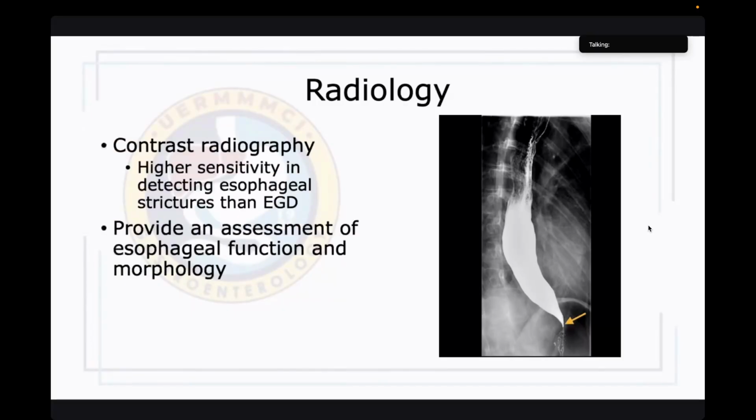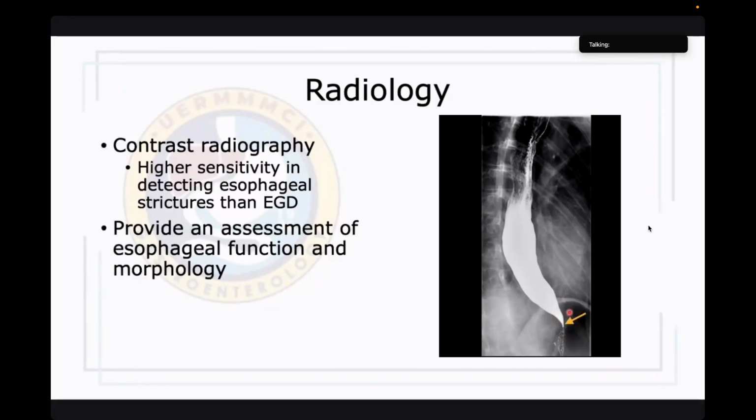Radiologic examination of the esophagus is done mainly using contrast radiography, particularly contrast or barium esophagogram. The patient will be asked to ingest a contrast material. It can be barium or water-soluble contrast. And then x-rays are taken as soon as the contrast material reaches the esophagus. When it comes to detection of strictures, contrast radiography is more sensitive than EGD because EGD can miss subtle strictures. So this is an example of an esophagogram showing an area of narrowing here in the distal esophagus.